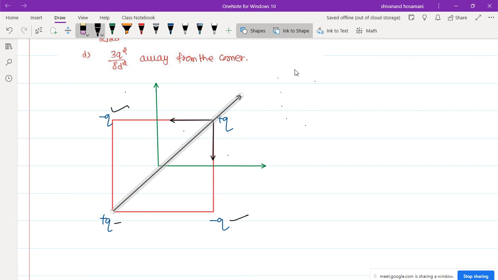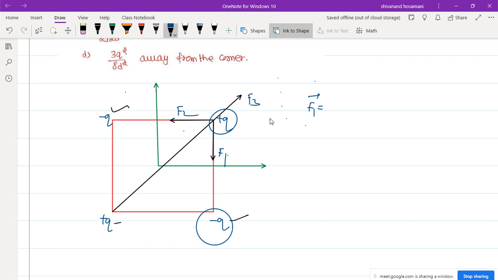So which forces should I introduce? One force is here, let me call this F1. F1 force this side, F2 force this side, F3 force this side, then the total net force acts. What do you mean by F1 force? F1 force is nothing but the force acting due to this minus q and plus q.